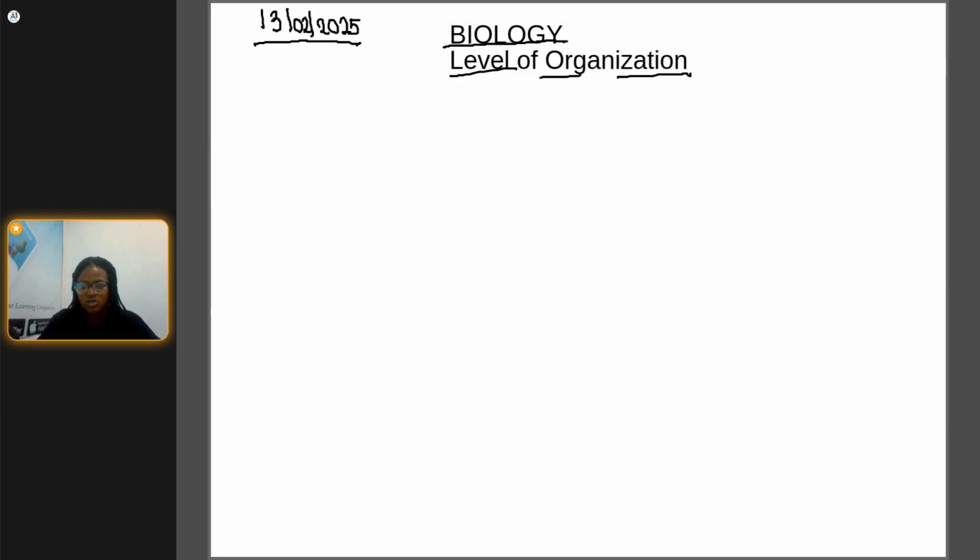Level of organization. That is today's topic, still under organisms. What do we mean by level of organization? What comes to your mind when you hear the word level of organization? When we talk of level of organization, we talk about the hierarchical structure of life. That is what we mean by level of organization.